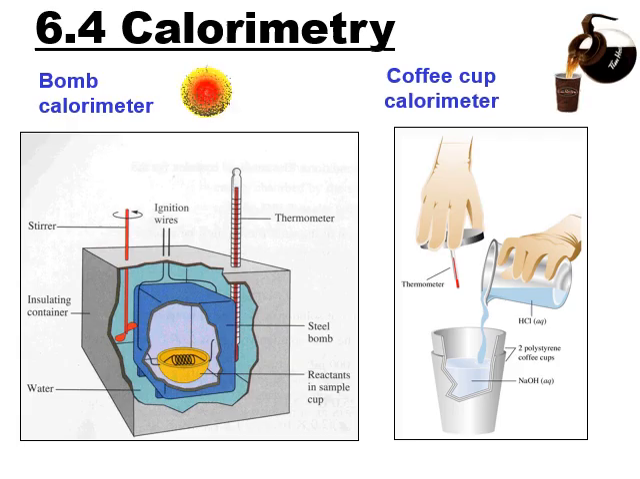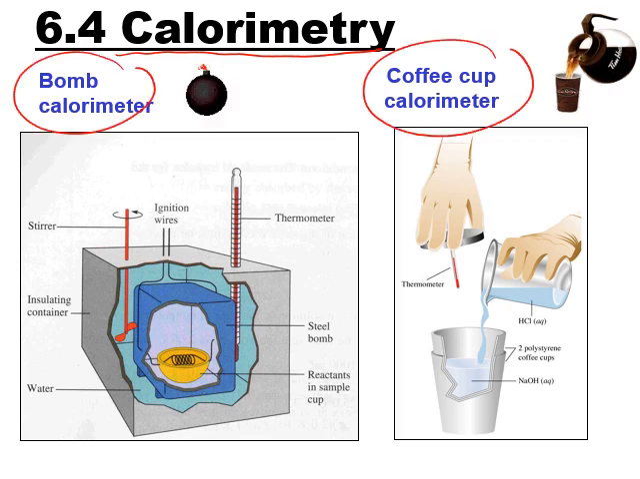Alright, let's look at the next topic. In this topic we will study calorimetry. Calorimetry is the study of heat change. We have two calorimeters. One of them is known as the bomb calorimeter. The other one is known as the coffee cup calorimeter. Later we'll look in detail at these two calorimeters.